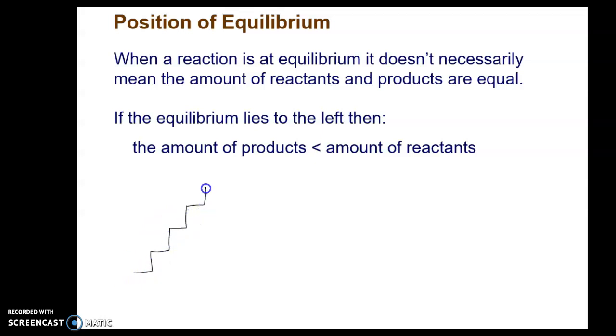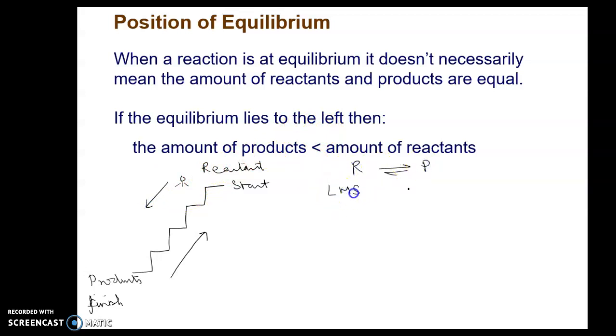So if the position of equilibrium lies to the left hand side, let's use the same analogy now. You've got the reactants at the top, so that is your start. Your products are at the finish line. Let's assume the same situation where you've got somebody trying to run down. Now, if they're aligned to the left-hand side, we know you've got reactants, you've got products. That's your left-hand side of the reaction. Products are on the right-hand side.